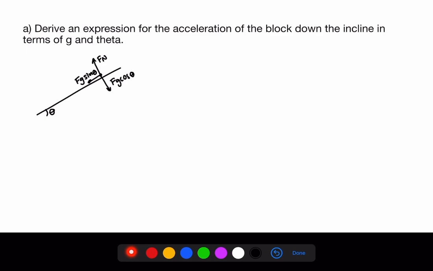To solve this question, we're going to have to ask ourselves, what is our net force acting on the block? Now, the block is only sliding down the incline. It is only moving in the direction of Fg sine theta. It does not move in the direction of the normal force or the Fg cosine theta. Thus, we know that the normal force equals Fg cosine theta, so they cancel each other out. Thus, our only net force is going to be equal to Fg sine theta, which is down the incline.